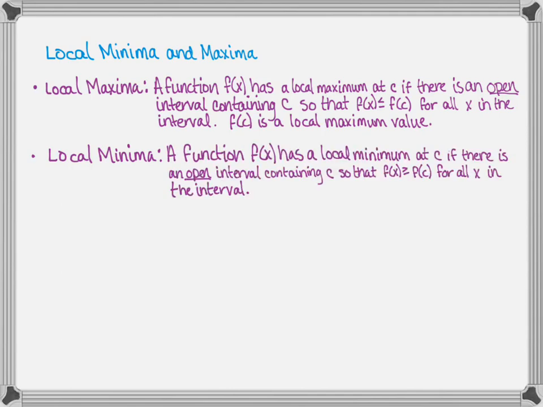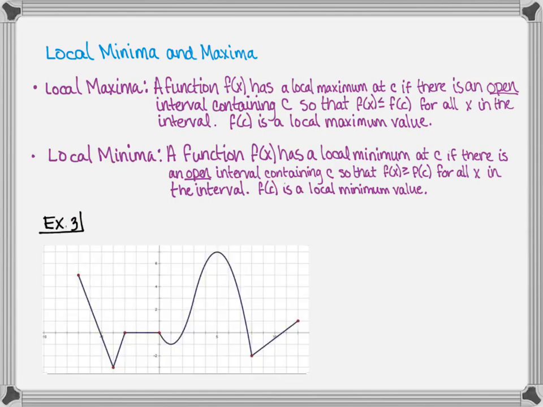Local minima. A function f of x has a local minimum at c if there is an open interval containing c so that f of x is greater than or equal to f of c for all x in the interval, and f of c is a local minimum value. Okay, so let's look at our same graph, because this sounds complicated, but we might be able to figure out local maximum and local minima by just looking at the graph.